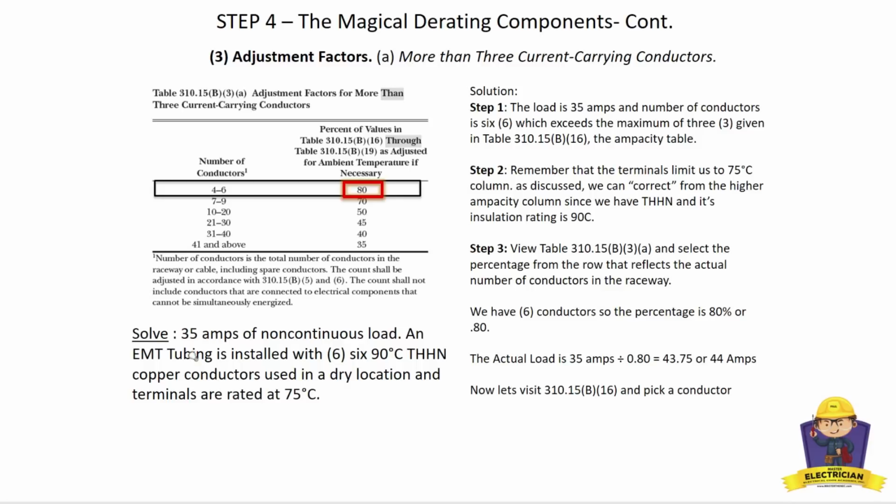So what is our situation? We have 35 amperes of non-continuous load. And we have 6 THHN copper conductors in a dry location, where the terminals are rated 75 degrees C. It's in an EMT. All right, so you notice we're not talking about any ambient here. We're simply talking adjustments. So everything else would be generally the same as we did for the ambient correction. 35 amps, 6 conductors, 75 degree terminals, 90 degree insulation, we're good to go.